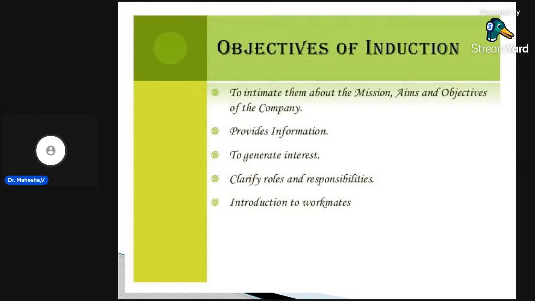What are their duties and responsibilities? Introduction to workmates. That is, their colleagues will be introduced. Who are all the co-workers in the particular department? They will be introduced to them.